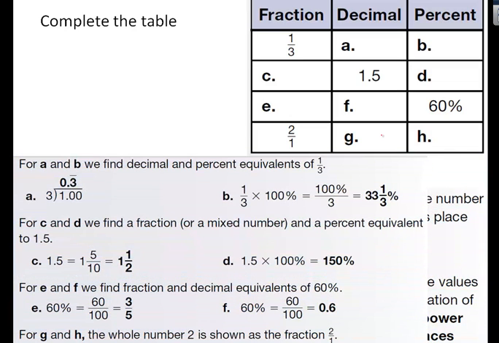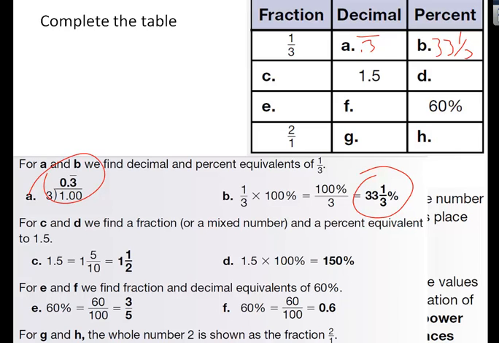Okay. So in A, the decimal of 1/3 is 0.33333. So it's 0.3 repetend right here. That's A, 0.3 repetend. The percentage, if we divide 3 into 100, you're going to get 33 and 1/3%.